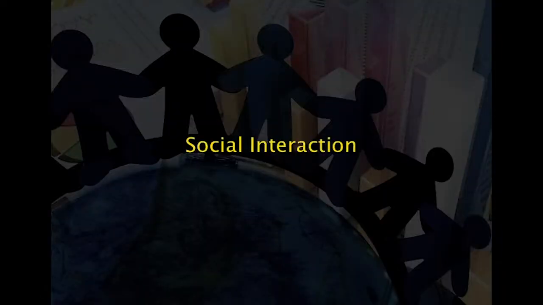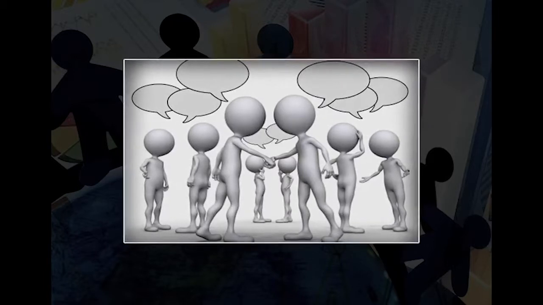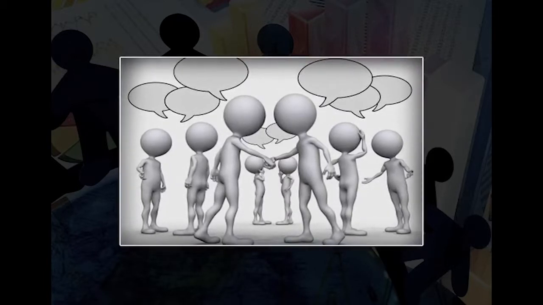The next term is social interaction. It refers to dynamic interplay of forces in which contact between persons and result in modification of attitudes and behavior of the participants.